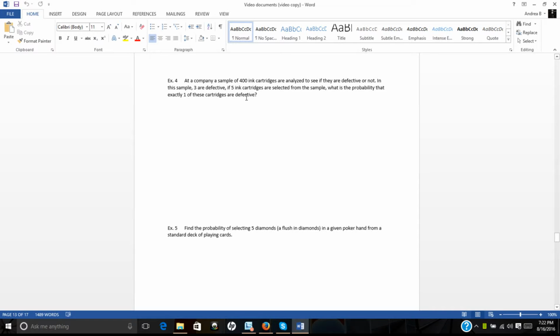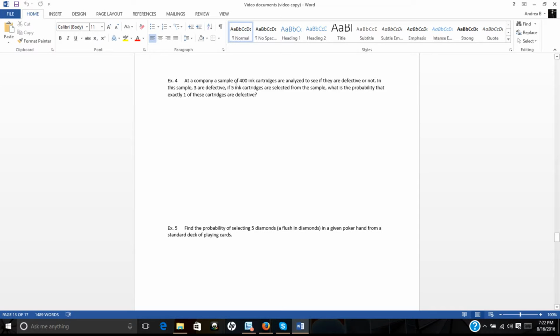Section 3.4, we have examples 4 and 5 here. For example 4, we have that at a company, a sample of 400 ink cartridges is analyzed to see if they are defective or not. In the sample, 3 of them are defective. If 5 ink cartridges are selected from the sample, what's the probability that exactly 1 of these cartridges is defective?